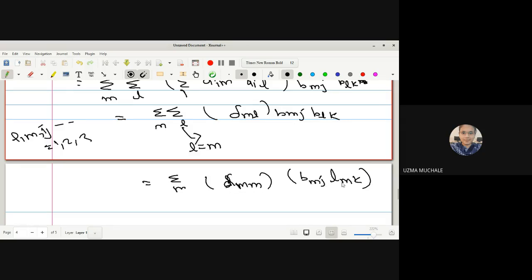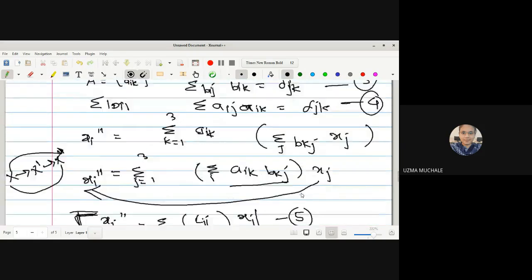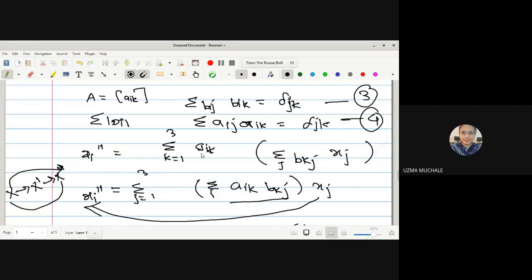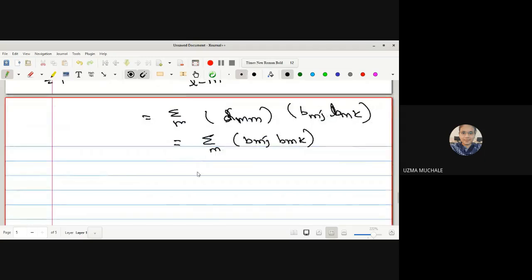So if it is equal to 1, and here we have substituted Bmk, this is 1 times summation over m Bmj Bmk. From equation 4 or 3, this Bij Bik equals delta jk. From the orthogonality condition we can say that this is equal to 1 for j equal to k, and equal to 0 for j not equal to k. Okay, any doubt?